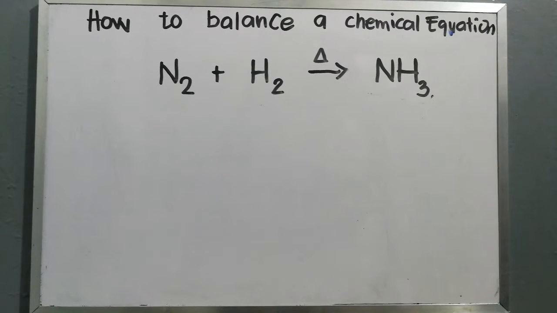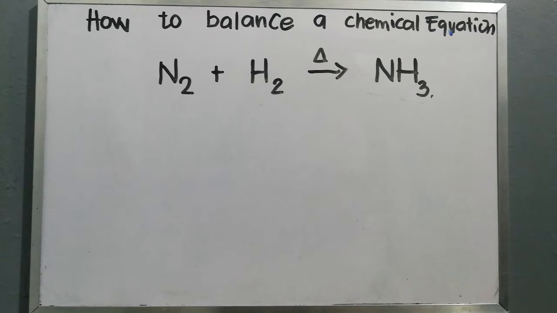How to balance a chemical equation. You can now summarize the steps that you can follow to balance a chemical equation, using as an example the reaction of nitrogen and hydrogen to form ammonia gas. Here is the example of chemical equation.